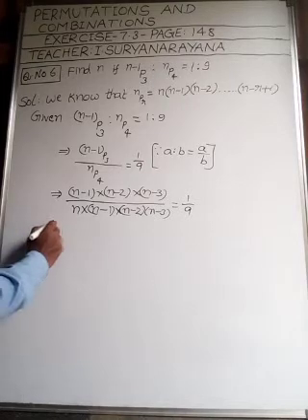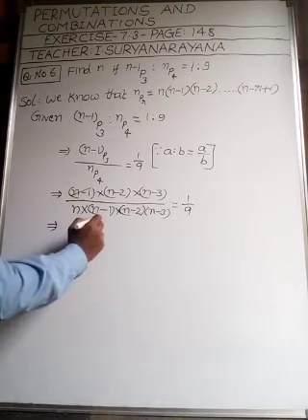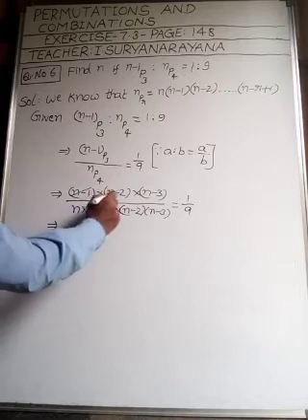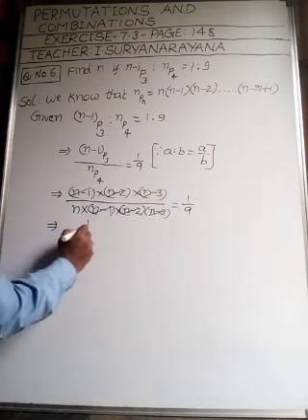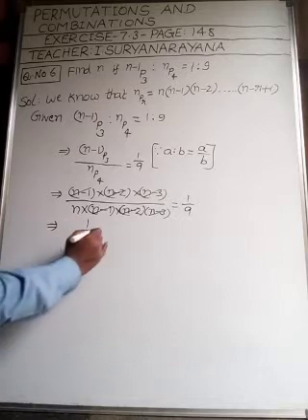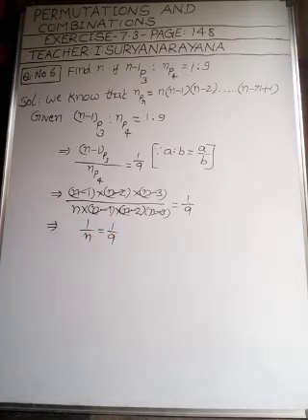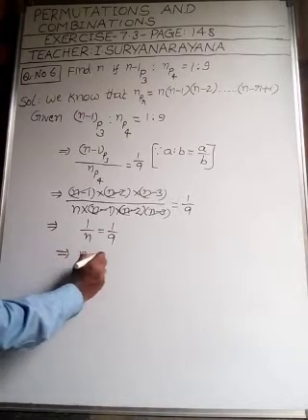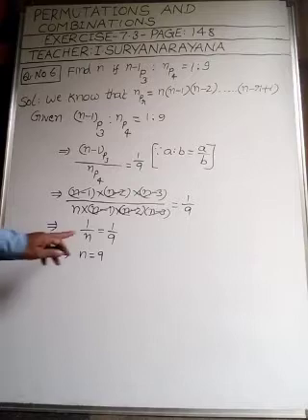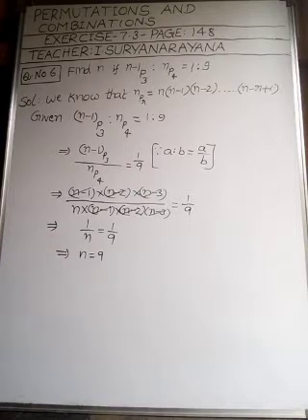Right. This implies n minus 1 gets cancelled, n minus 2 gets cancelled, n minus 3 gets cancelled. What do you get in LHS? 1 by n is equal to, in RHS, 1 by 9. Understood this step, my children? Right. This implies n is equal to 9. By cross multiplication, you get n is equal to 9. Understood this point, my children?